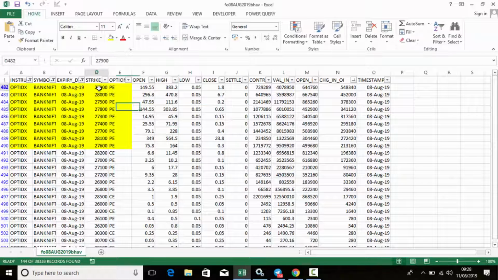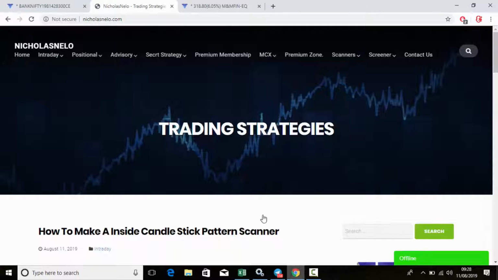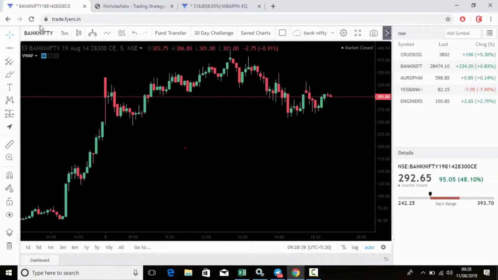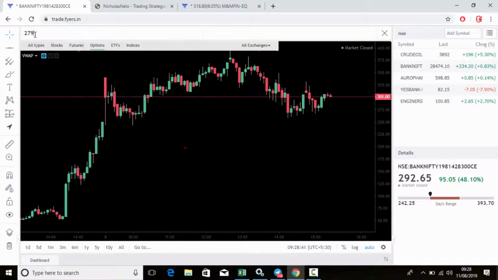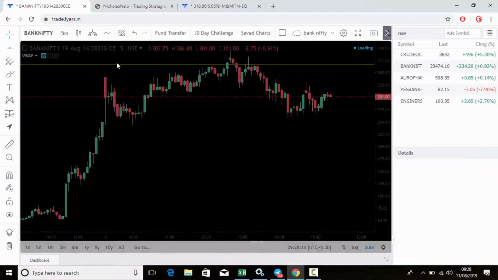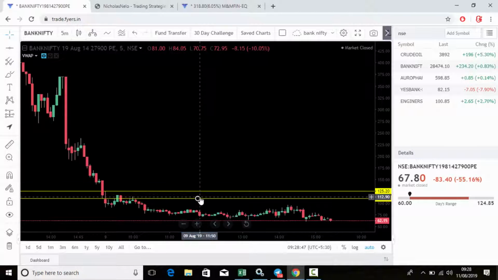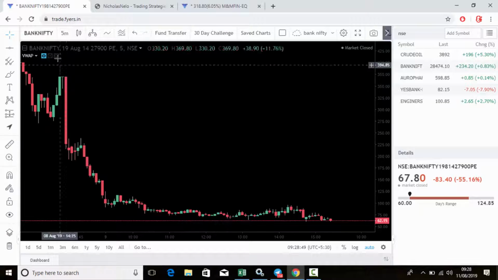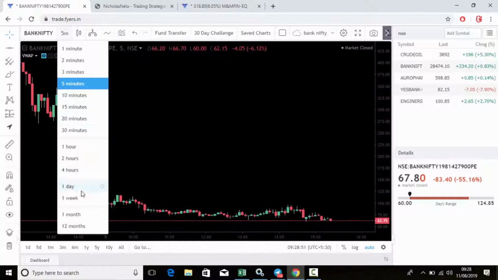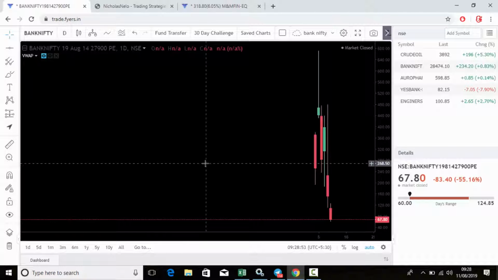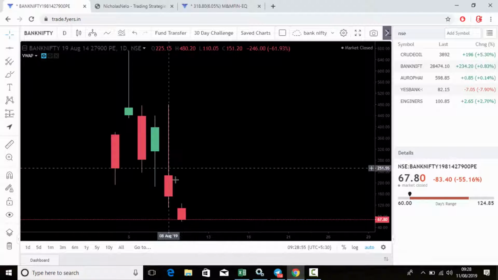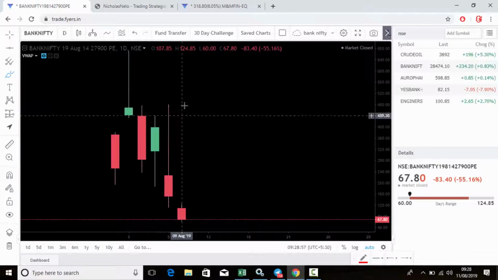So this is the 27,900 put, that is the top one. Just open that chart. 27,900 put option. Okay. Then change it to 1 day. Then only we will know what happened on the previous day. So this is the previous day.